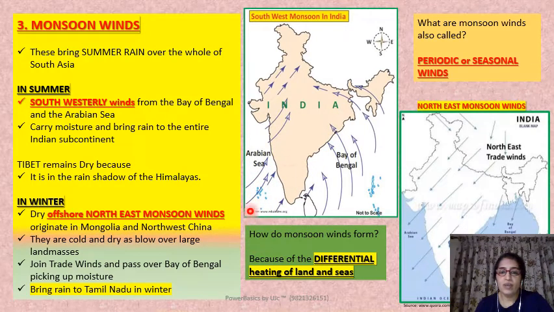They come this way, and the ones from the southeast get deflected by the Coriolis effect, and it's called the southwest monsoon too. The southwesterly winds come from the Bay of Bengal and the Arabian Sea. There are two branches of the southwest monsoon, the Arabian Sea branch and the Bay of Bengal branch. They carry moisture and bring rain to the entire Indian subcontinent.